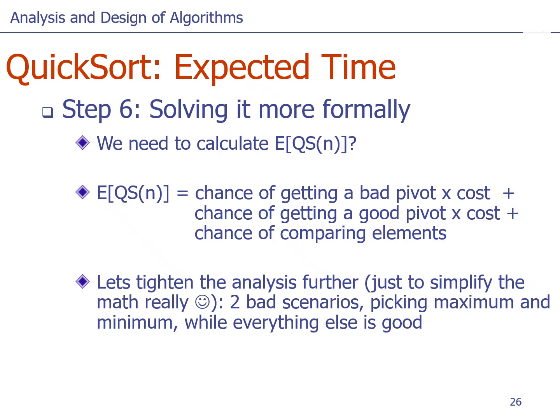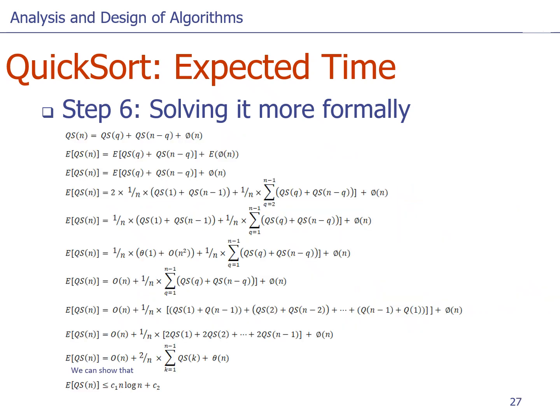Okay? So here again, I'm going to calculate my expected running time based on only two bad scenarios, minimum and maximum, because it will produce for me a skewed list or a skewed array, and everything else is good. So let's see the analysis. So this is the analysis, okay?